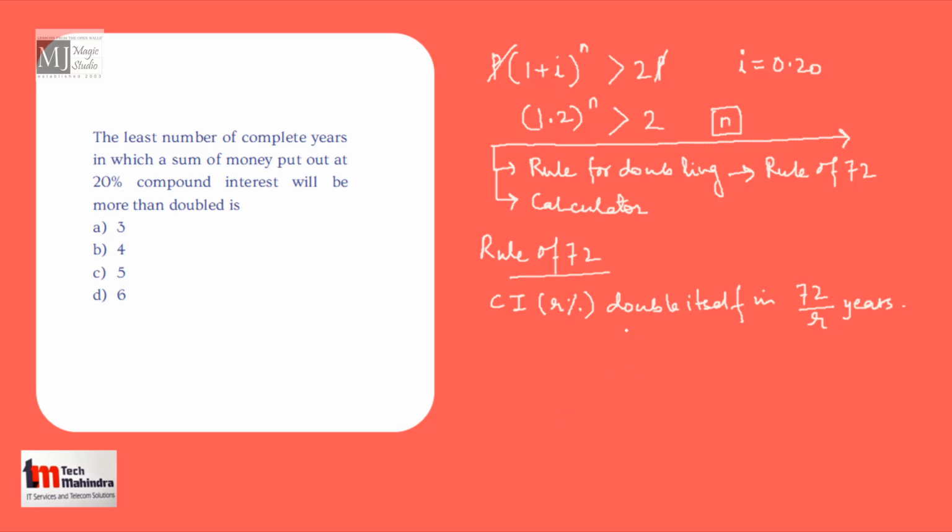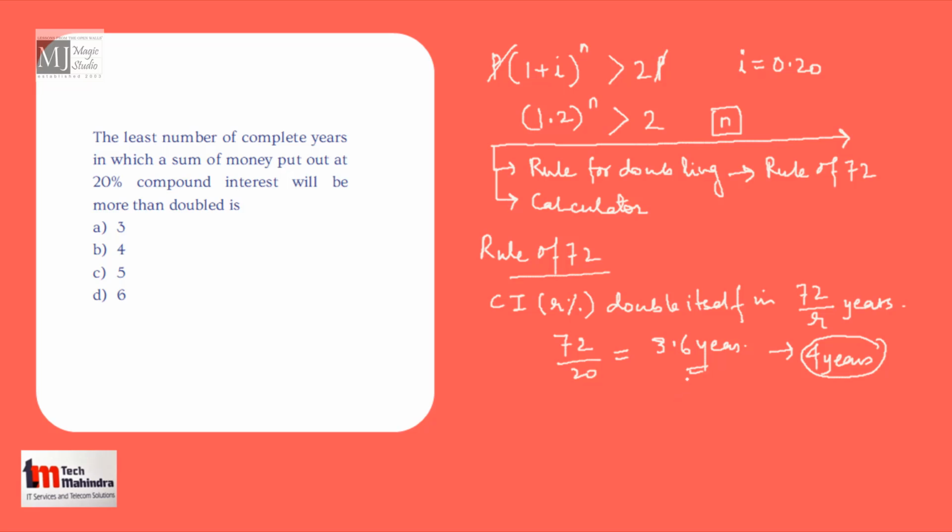Straight away we can do that. Here R is 20, so 72 by 20 is 3.6. That means money invested at 20% would double. Whatever you have invested will be doubled in 3.6 years. So straight away our answer is 4 years in this case.